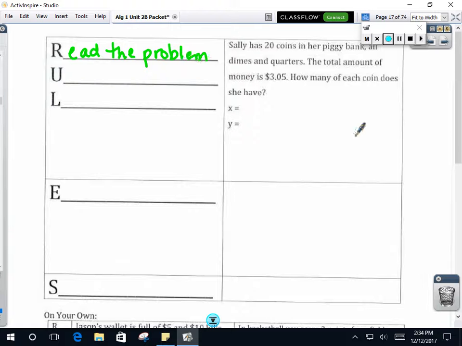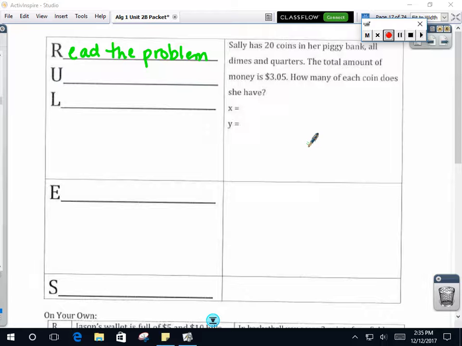Sally has 20 coins in her piggy bank. I know, just you see it on the board. It got cut off on the copy machine. Sally has 20 coins in her piggy bank, all dimes and quarters. The total amount of money is $3.05. How many of each coin does she have? Okay, so we've read it.